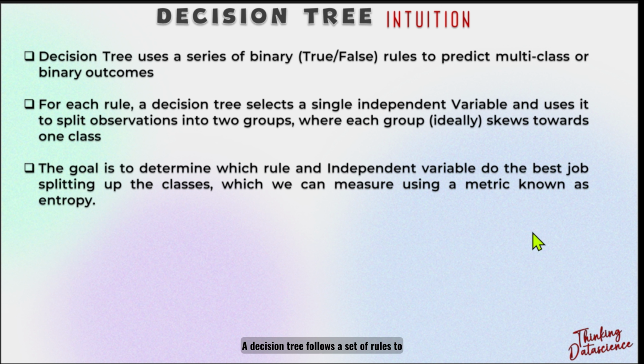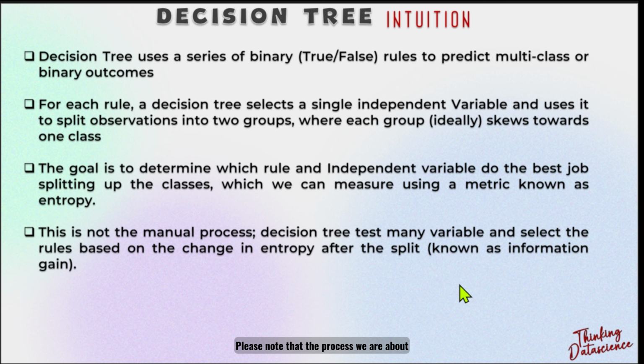A decision tree follows a set of rules to split the independent variable, which are used to classify the dependent variables into different classes. The process evaluates the effectiveness of the splitting process using a metric called entropy. We will discuss entropy later in the video itself. Please note that the process we are about to discuss is machine learning and not a manual process.